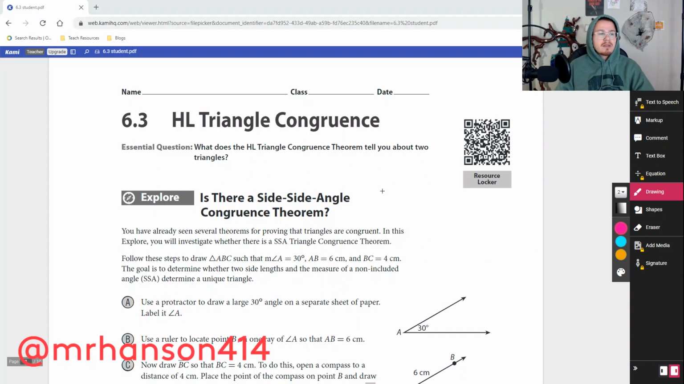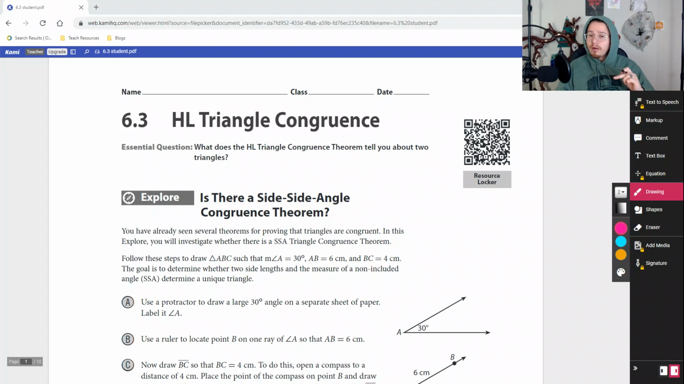But anyway, the essential question for today is, what does the HL triangle congruence theorem tell you about two triangles? Well, if a leg and a hypotenuse of one right triangle are congruent to the corresponding leg and hypotenuse of another right triangle, the triangles are congruent.